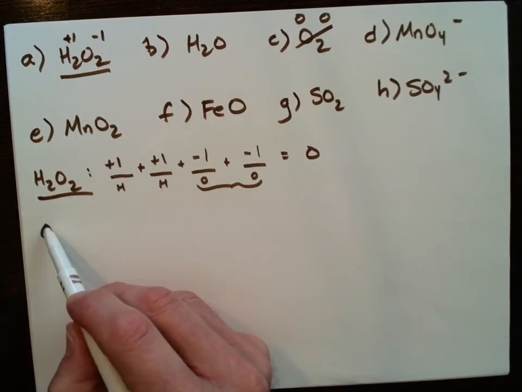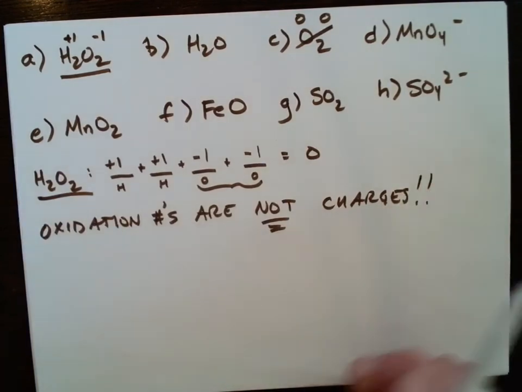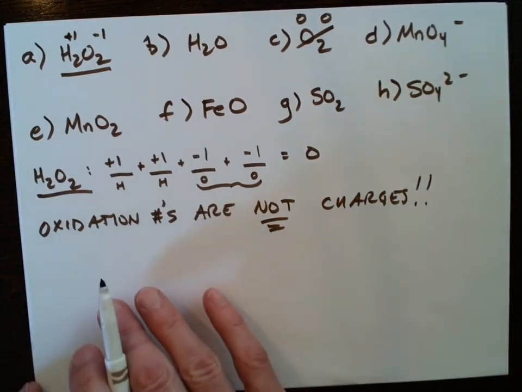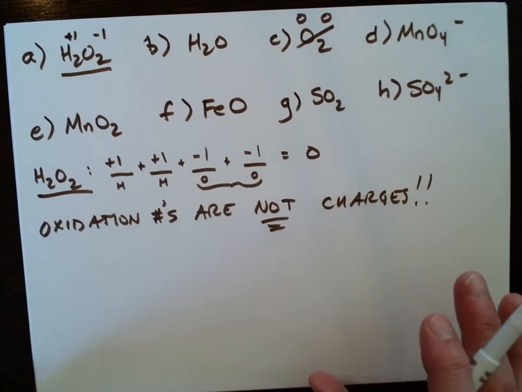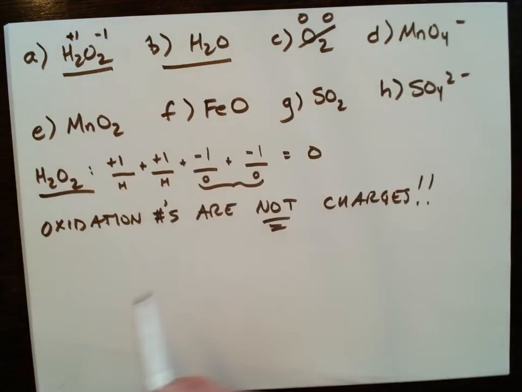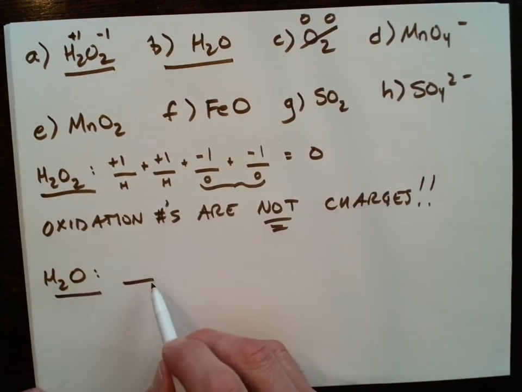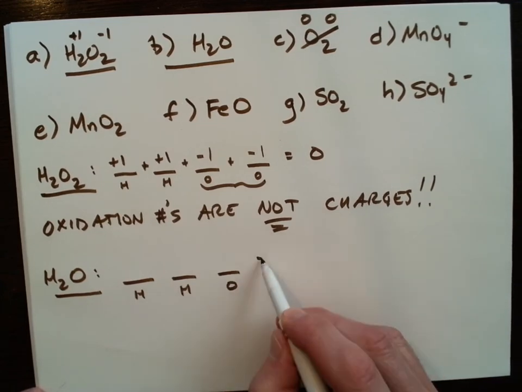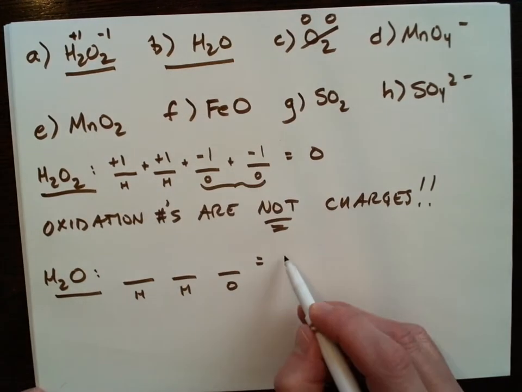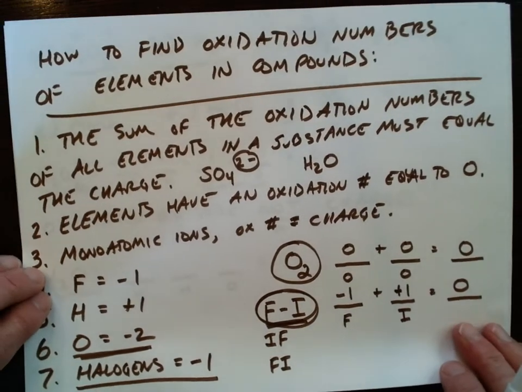I want to write that down. They are a way to help us keep track of where electrons are coming from and going to in oxidation reduction reactions. All right, let's look at water. So I've got 2 hydrogens and an oxygen. And when I'm done assigning oxidation numbers, the sum of all these had better equal 0, because we've got to make sure rule number 1 is intact.